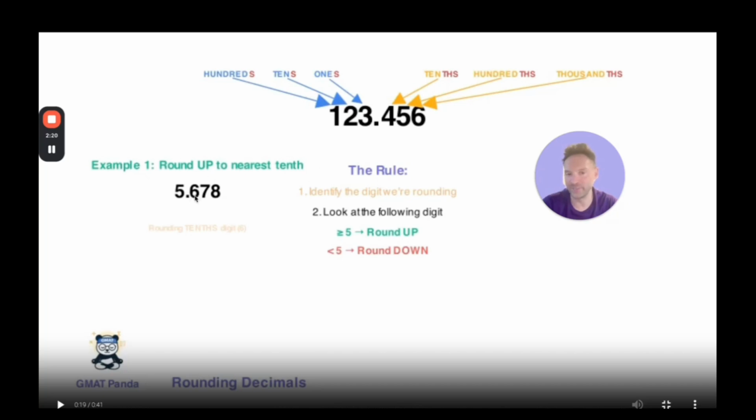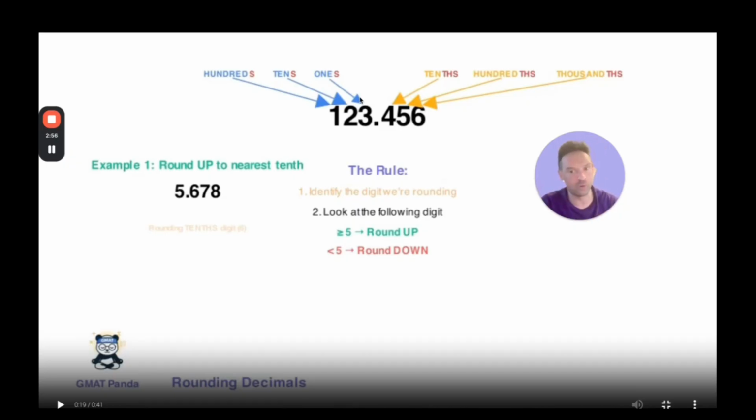So we identify the 6, which is the first one to the right. Then what we want to do is to look at the following digit. And why do we do that? Well, you'll see that very shortly. So we look at the 7 in this case, and we check whether that digit is 5 or above, or whether it's below 5. And why are we doing that? Because we want to decide whether we're closer to the top or the bottom of this number range.